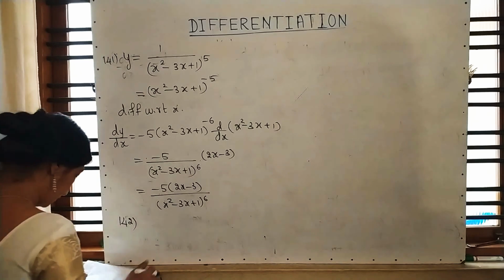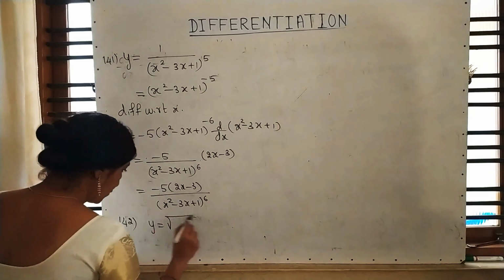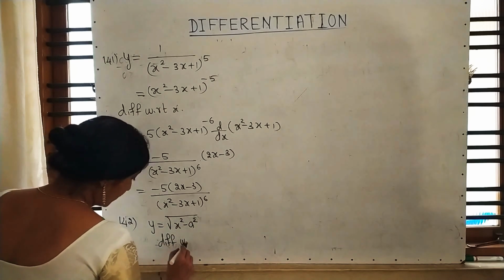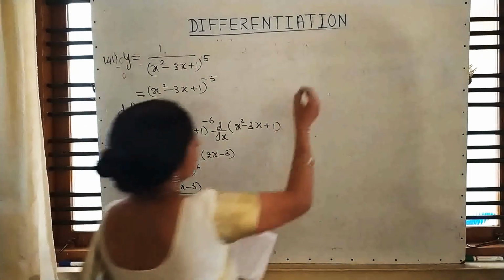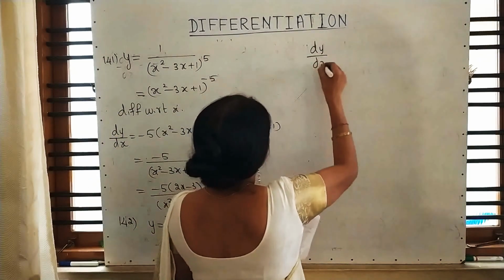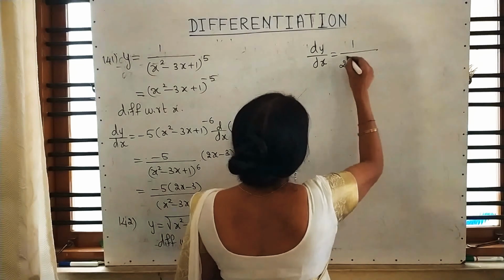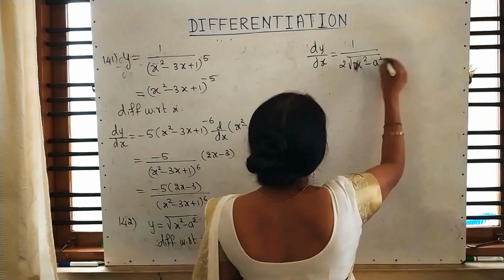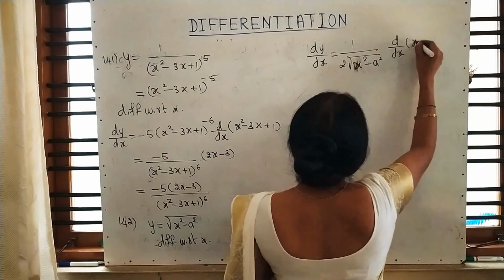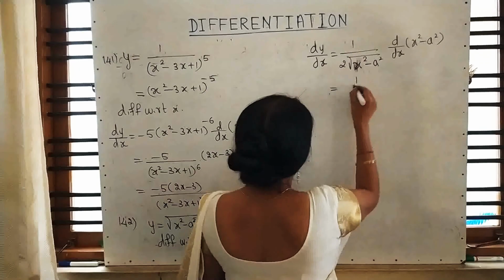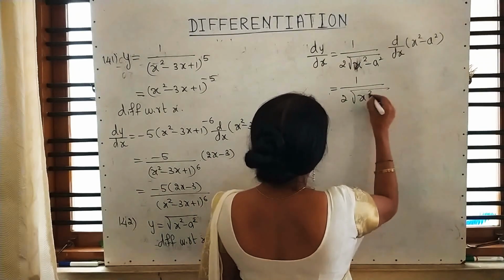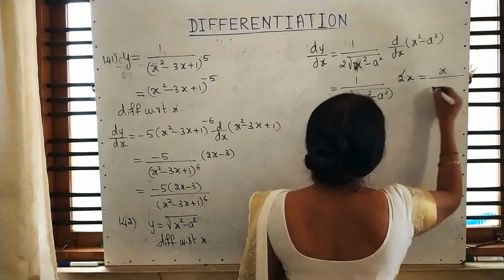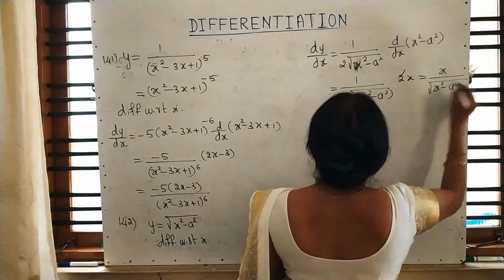142, y is equal to root of x square minus a square. First, what are you differentiating, students? Yes, root. Then without the root, that is 2x. Anyhow, a is a constant. Next.